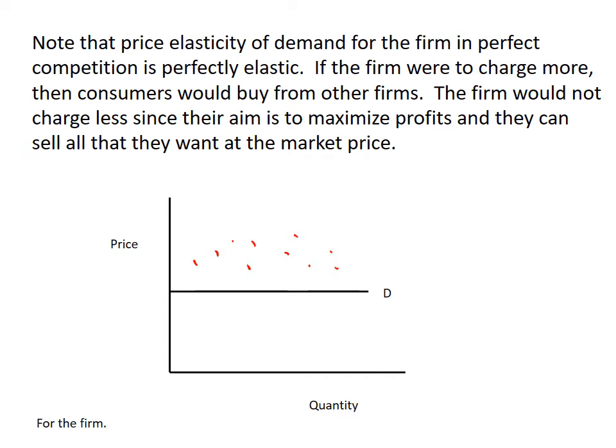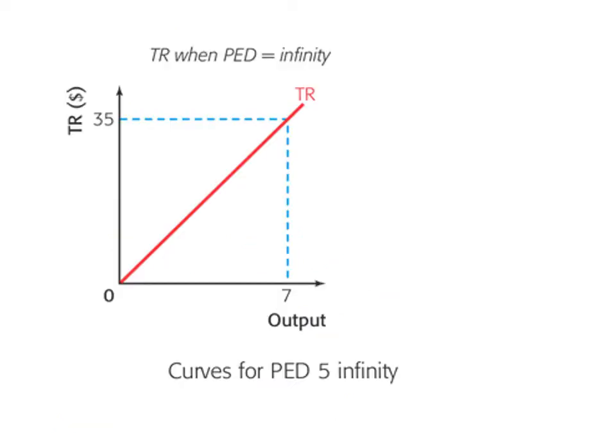Now, we also know that firms want to maximize profit, so they're not going to charge less than this price, because they can sell as much as they want as long as they can meet this price. So why would they charge less? Remember, they're considered to be very small compared to all the other players. They have no influence in the market. So as long as they can meet that price, they can sell as much as they want.